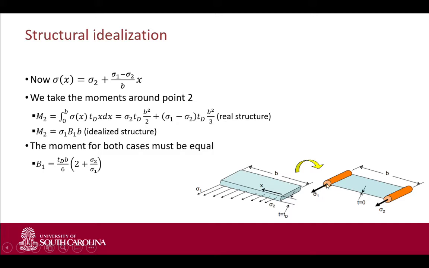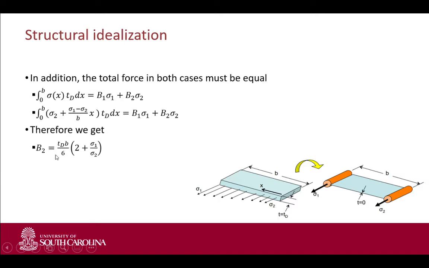the stress at boom area 1 multiplied by boom area 1 multiplied by the total distance, or the arm, in this case b. And then we can equate the two to one another, and we have one equation with one unknown, which is B1, and then we can figure out what B1 is. And then if we do the same thing, but with force balance, we can figure out what B2 is.